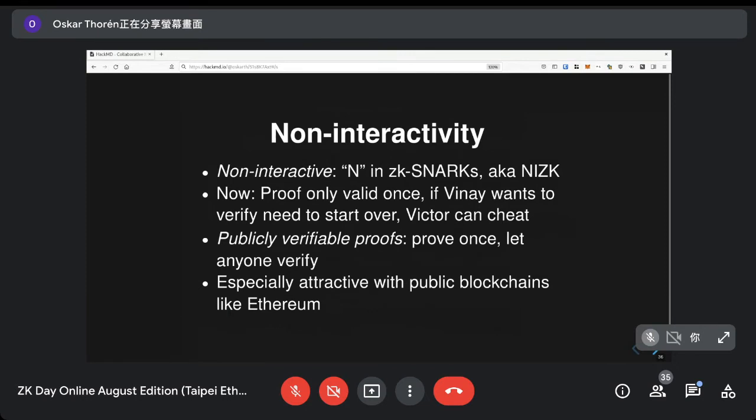So non-interactivity. This is the N in zk-SNARKs, and sometimes it's called non-interactive zero knowledge. The current state is that a proof is only valid once, and if some other verifier wants to verify, they have to start over. And Victor can cheat and share their secret parameters with Peggy. This leads to the idea of publicly verifiable proofs, that you only prove something once, and then anyone can verify it after. This is especially attractive with public blockchains like Ethereum, because you can write the proof once and put it on the chain, and then other people can verify it whenever they want to.